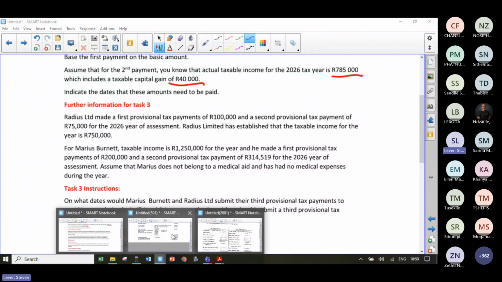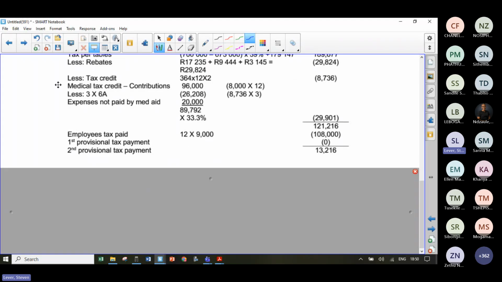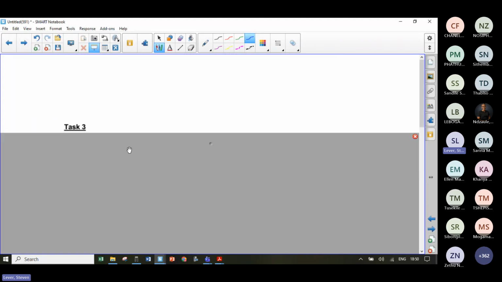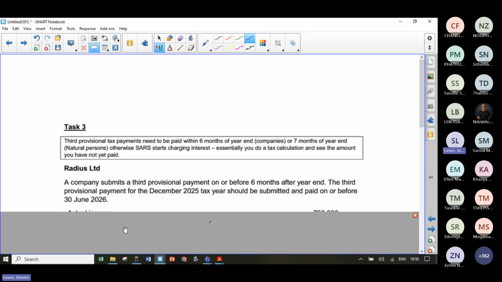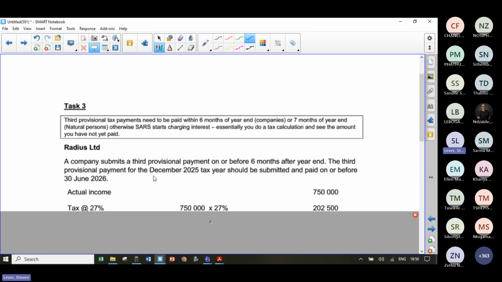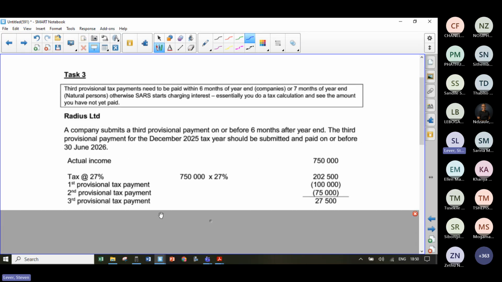Now, third provisionals are very, very straightforward, guys. It basically says, how much have I not paid yet? And I need to pay it for a company within 6 months of year end. So look what the question says. The question says, my actual 750, so tax payable, 202,500. The question said, my first payment was 100. My second payment was 75. How much does my third payment need to be?